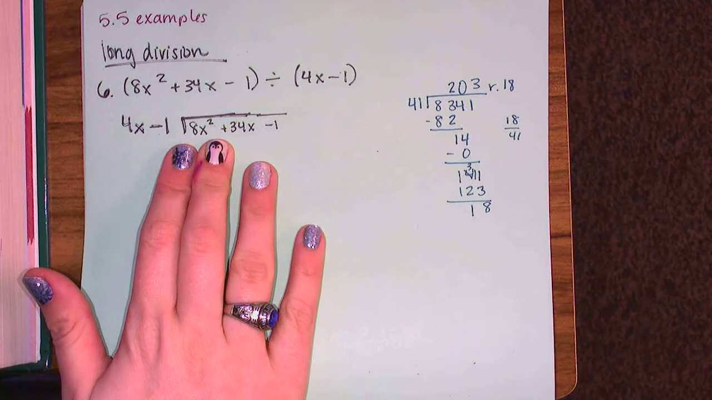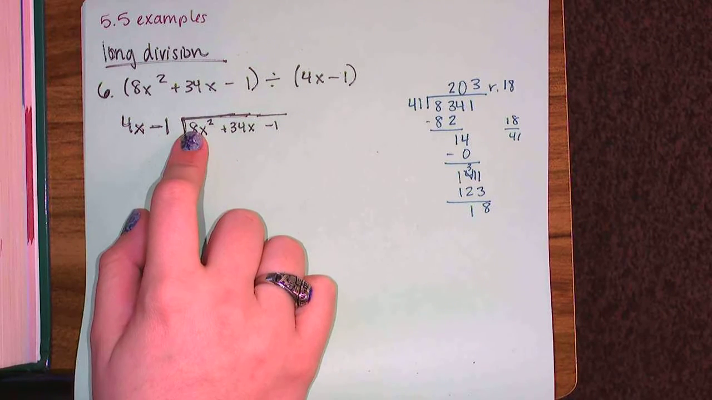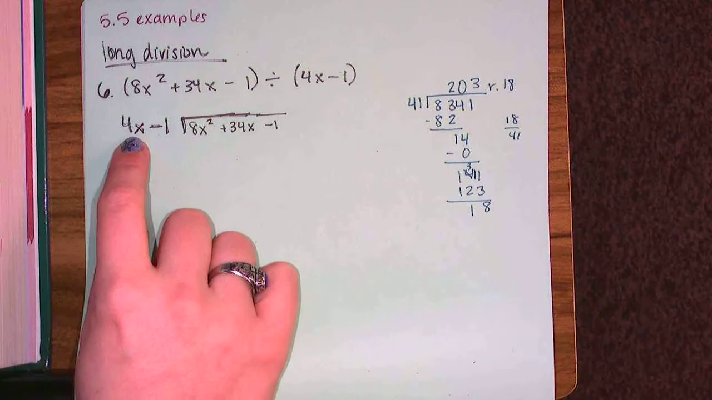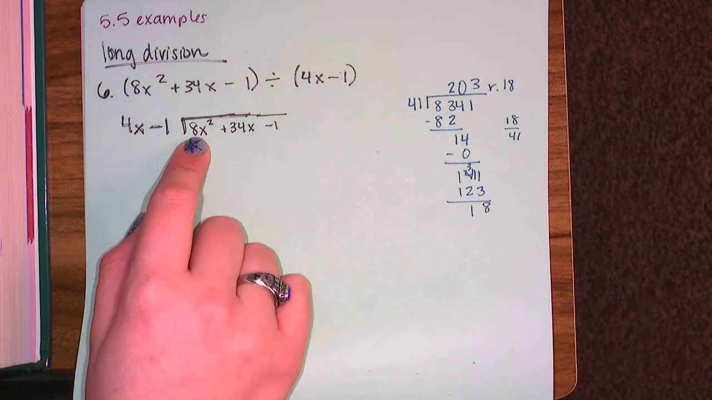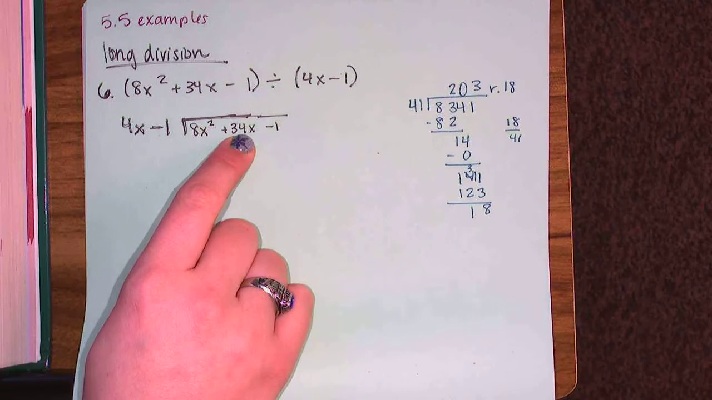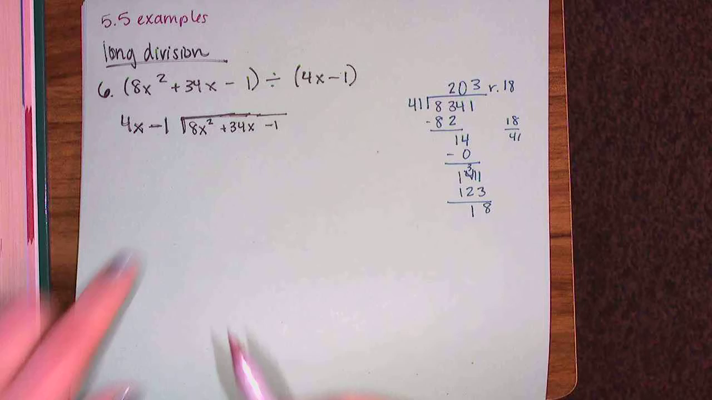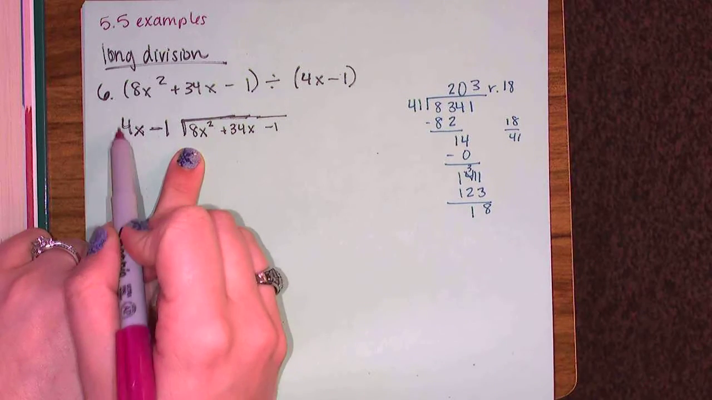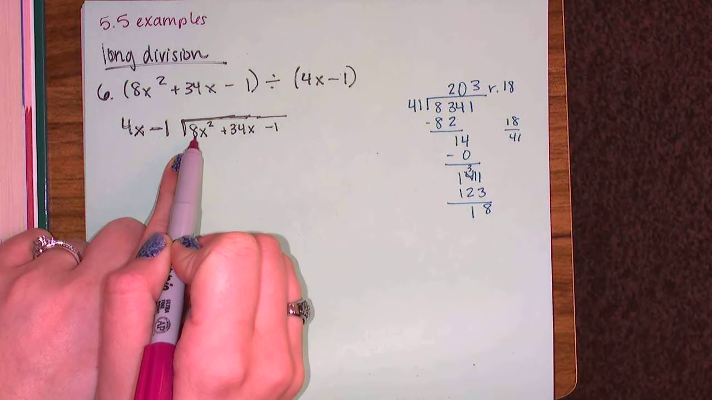Even though they have x's, I need to get rid of my 8x squared, so I need to figure out what do I need to multiply this by to get 8x squared. I need to multiply by 2x. So, because it's just an x term, it's not squared, I'm writing it over top of this term. So, I need to multiply 4x by 2x to make this go away.